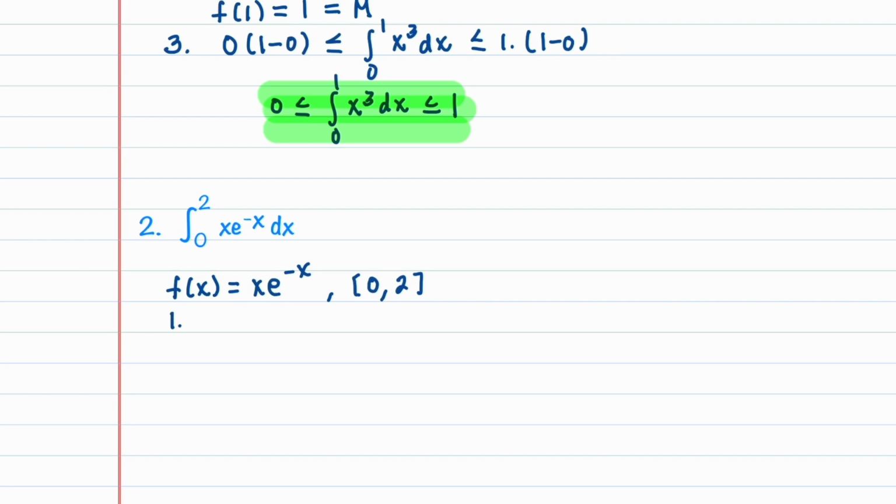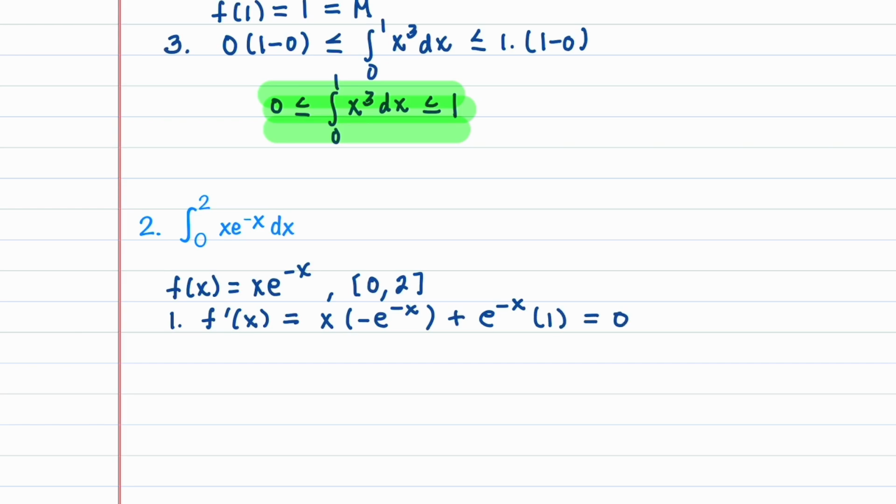Our first step is to find the critical values, so we're going to take our derivative. f prime of x is equal to, we're going to need to use the product rule, so we have our first function, x, times the derivative of our second, which is minus e to the minus x, plus our second function, e to the minus x, times the derivative of x, which is 1.